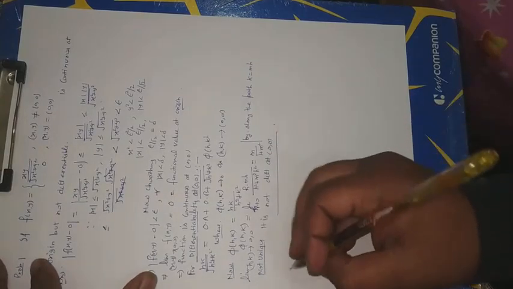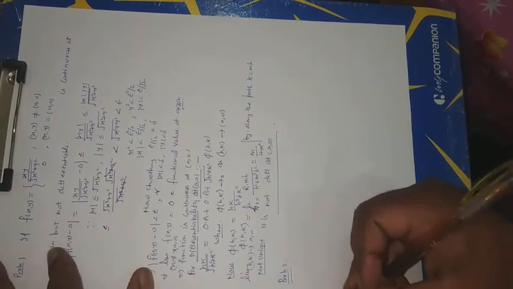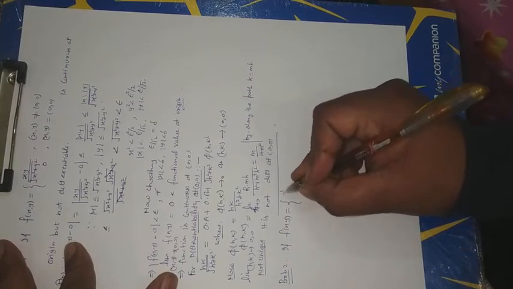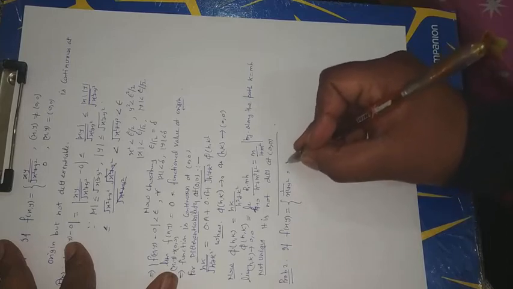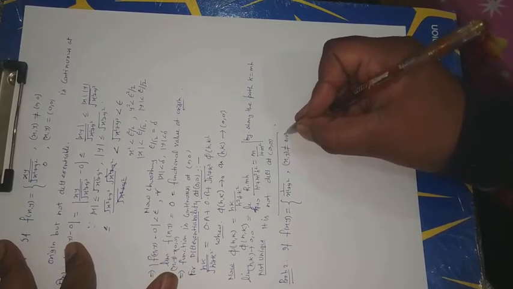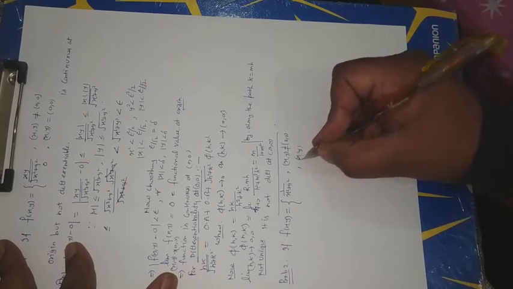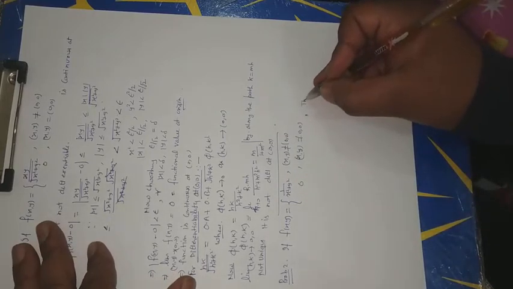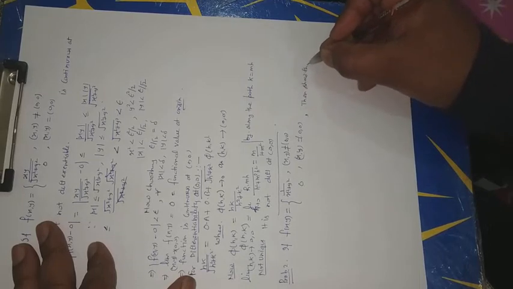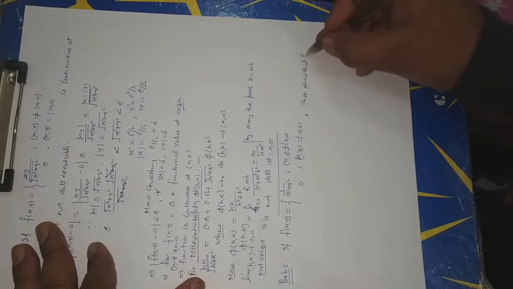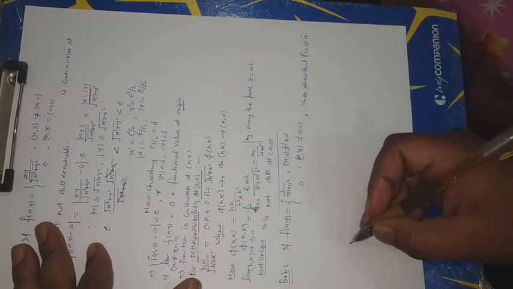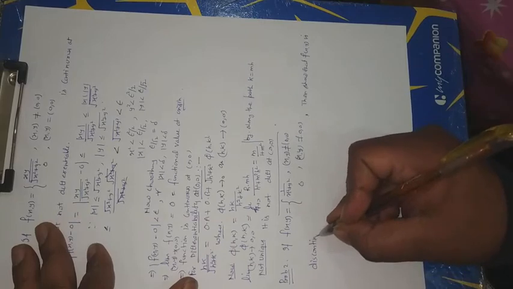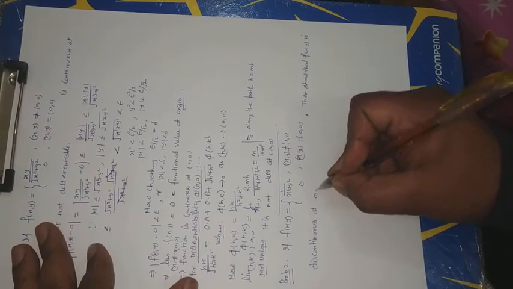Now next question, that is problem second. If function f(x,y) is equal to 1 upon x square plus y square when (x,y) is not equal to (0,0), and when (x,y) equals (0,0), the value of the function is 0, then show that f(x,y) is discontinuous at origin, that is (0,0).